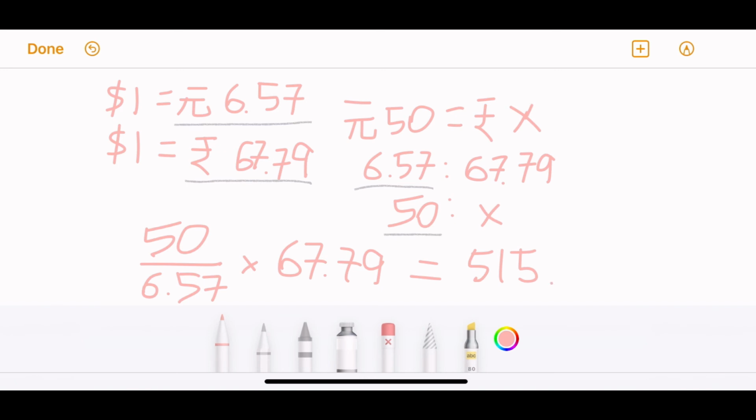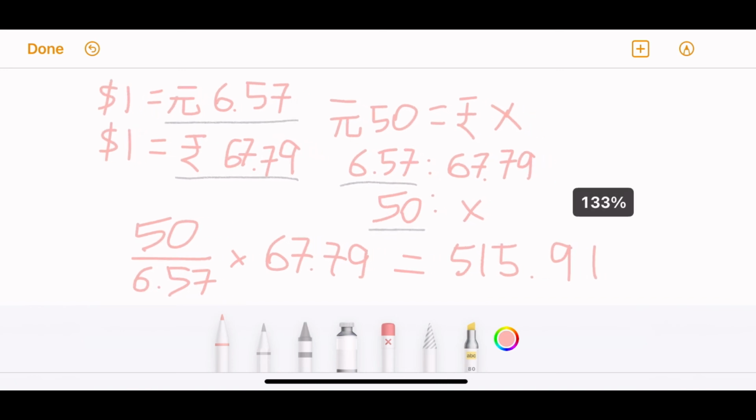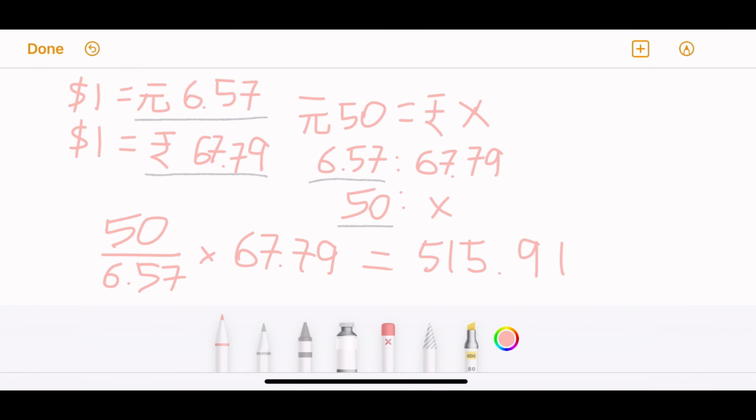But when you're working with currencies, and the question doesn't state to put it in 3 significant figures or 2 decimal places, always put your answer in 2 decimal places. If the question is not really clear, 2 decimal places, that would be 91, right? And don't forget the unit, which is rupees. Now I should be able to write it in front, but I don't have any space here.